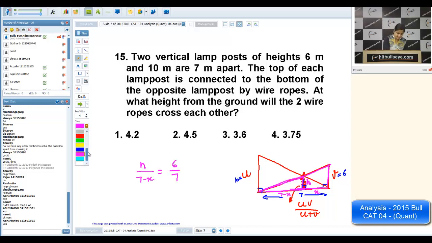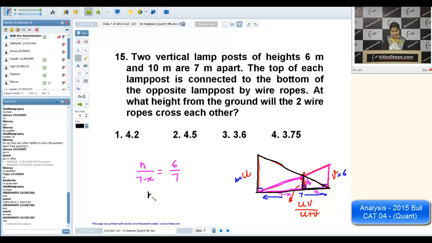Now, if we take another pair, suppose I am taking this triangle and the bigger one. They both are similar. By the AA axiom, angle-angle, we apply similarity here, and we'll get h upon x is equal to 10 upon 7. By solving these two equations, we can get the value of x and h. I think that is easy now. Is it okay, Abhimanyu? Okay, let us move further.